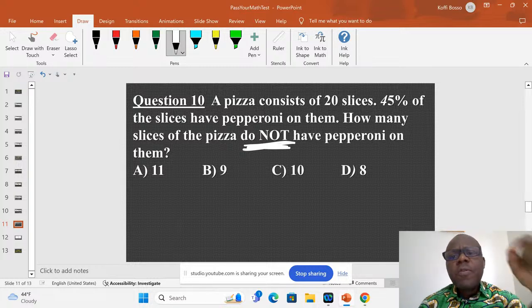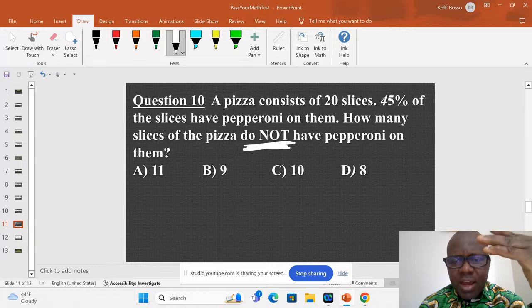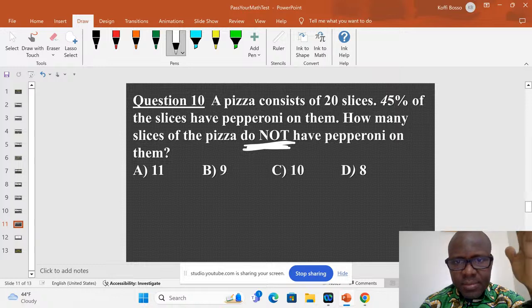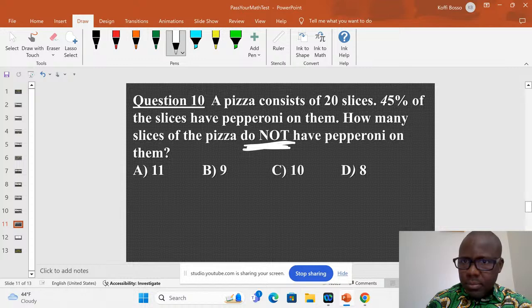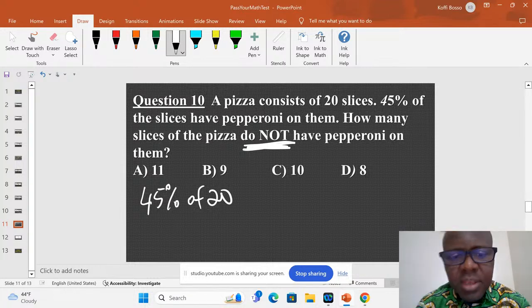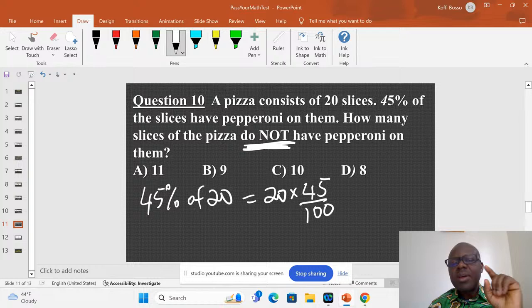So 20 slices, and 45% of these have pepperoni. That means 55% not, with no pepperoni. But let's do this. What is 45% of 20? I'm taking 45% of 20. So this is the same as to do what? You take 20, you multiply by 45 over 100. Understand that every time you see something percent, that means that thing divided by 100.